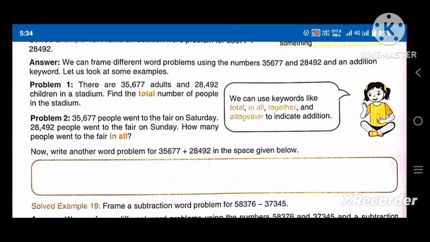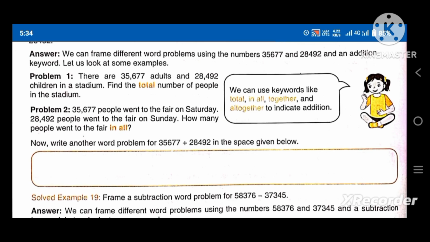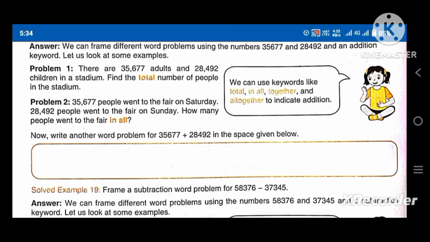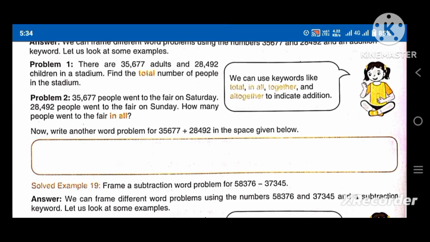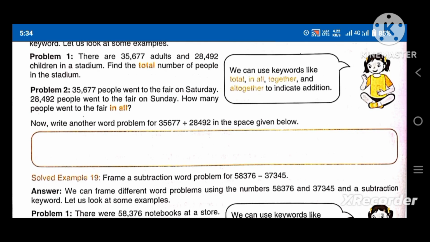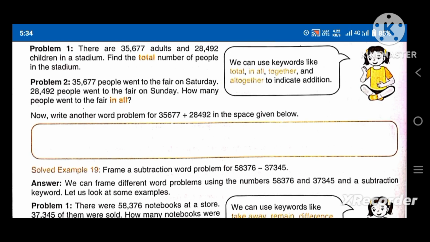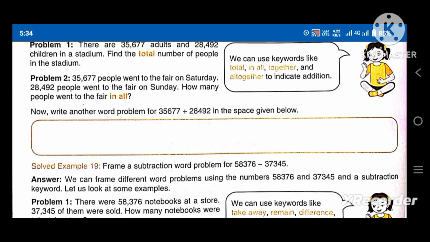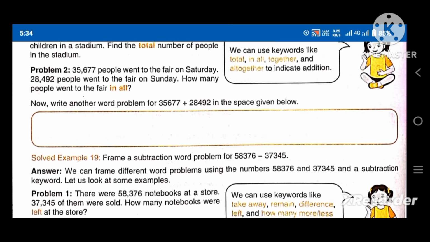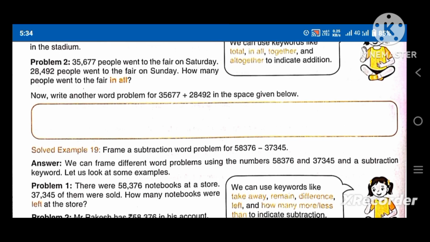Problem number 2. 35,677 people went to the fair on Saturday. 28,492 people went to the fair on Sunday. How many people went to the fair in all? We can use keywords like total, in all, together, and altogether to indicate addition. Now write another word problem for 35,677 plus 28,492 in the space given below.